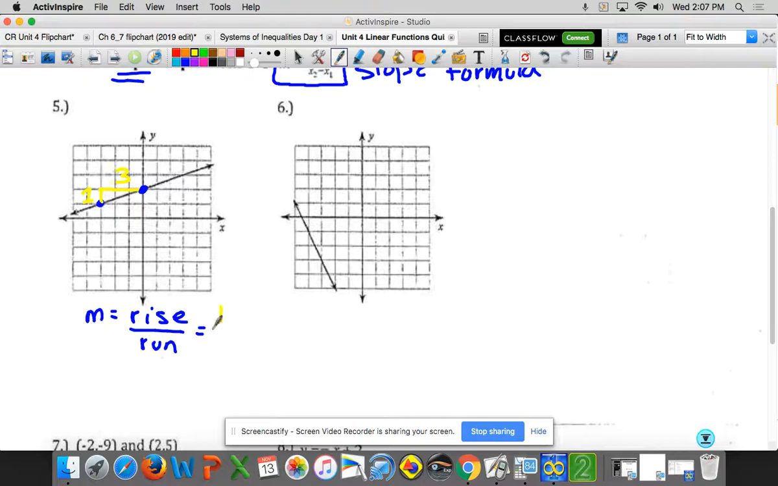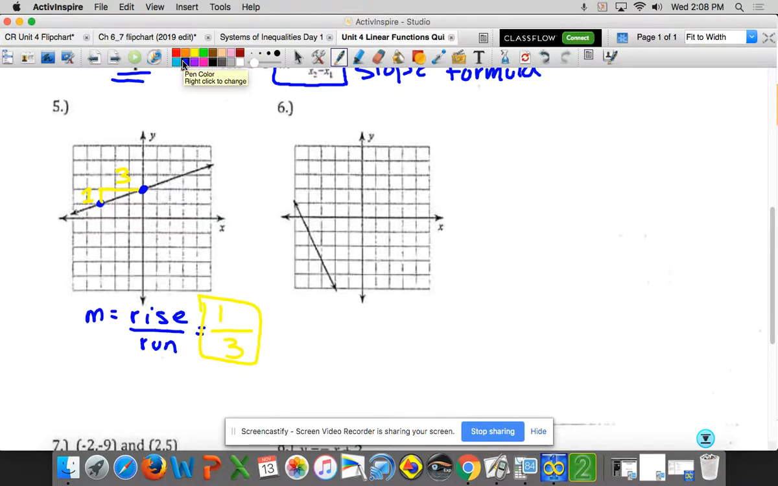So since we ran 1, it goes on top because it's +1. And then we ran to the right 3. So we get a +3, and so therefore my slope is simply 1 over 3. Now, for number 6, it is pretty much the exact same way as the last one.